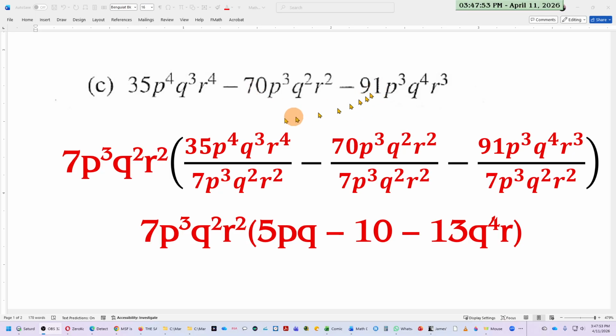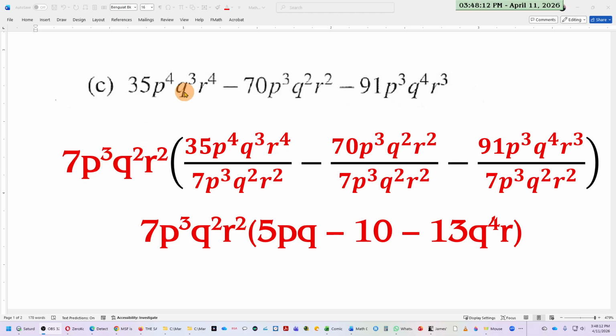If you know your tables, that number is going to be 7. So that's why we extracted the 7. And then you look at each letter individually, and you always choose the one that has the lowest power. So this has p to the 4, this has p to the 3, and this has p to the 3. So p to the 3 is going to be the lowest power.